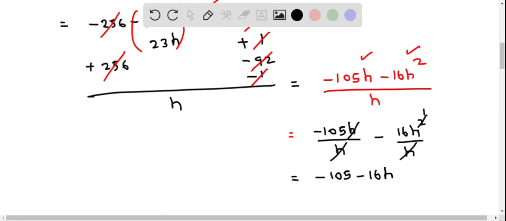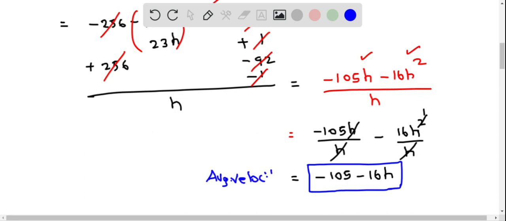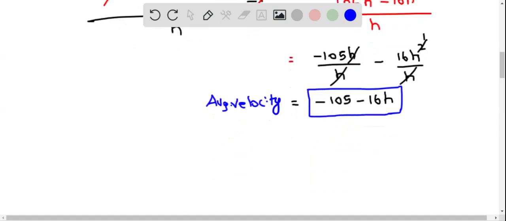So this is the expression for the average velocity in the interval 4 to 4 plus h. This is the average velocity in the interval 4 comma 4 plus h.